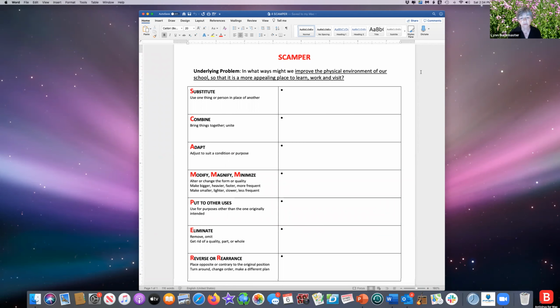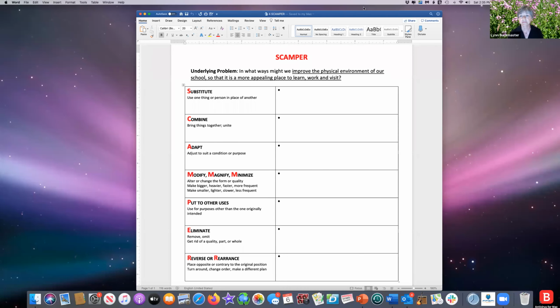Now you can start with any one of these. You don't have to go in order. And when you respond using the chat, if you're doing an adapt idea, if you would just put A, dash, and then your idea, or if it's a put to other uses idea, P, dash, with your idea, then we'll know where to put it in the chart. So we'll give you a couple of minutes to chat some ideas.